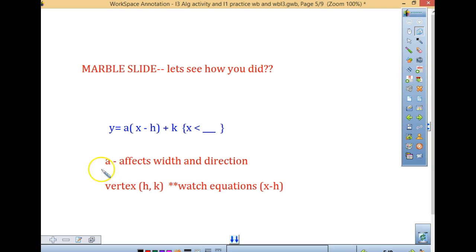So the marble slide, key thing, vertex form, A of X, the width and the direction. When you look at the vertex, it is always the x minus h. So this is always like the opposite of whatever. When you have minus h, it's always the opposite. So if it's a plus h, then this is going to be a negative number here. So you just got to be careful for that.